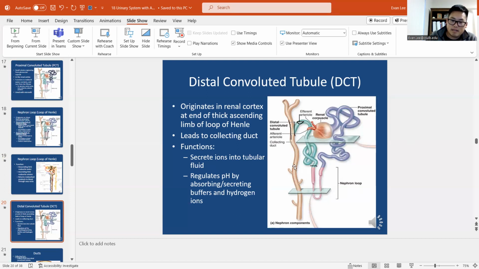Looking at the distal convoluted tubule, once again, it looks very similar, just it's connected to the collecting duct instead. And the distal convoluted tubule is a little different from the other parts of the nephron because this one actually can put stuff back into the urine as well. The filtrate runs through here, and depending on what your body needs, it could put stuff back into the filtrate, but it can also do reabsorption as well.